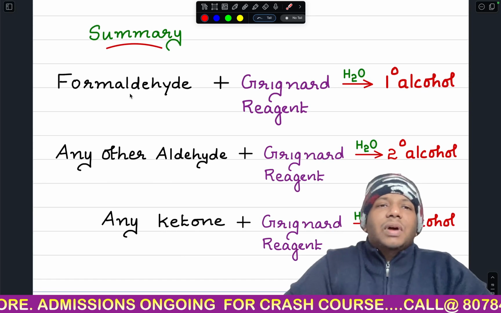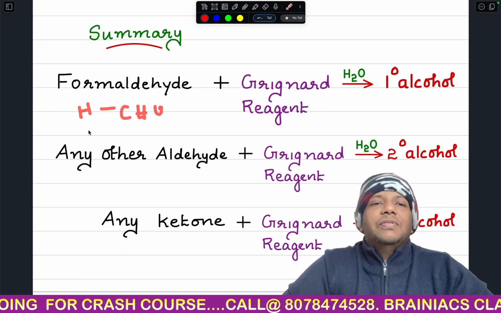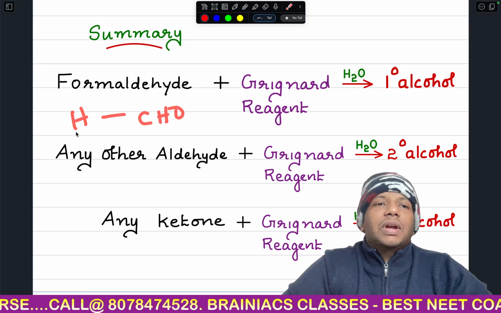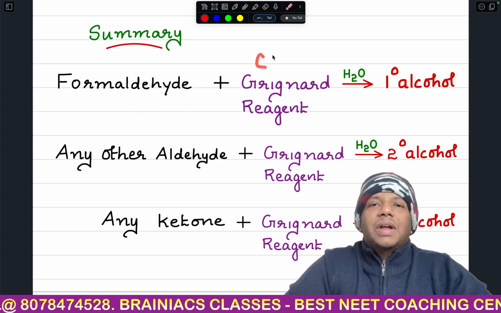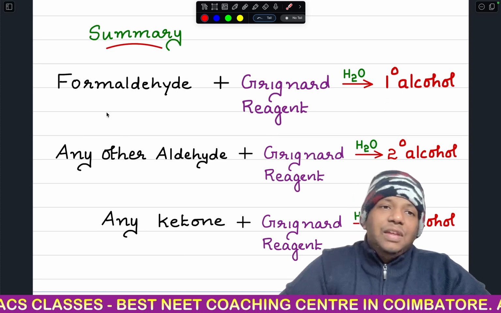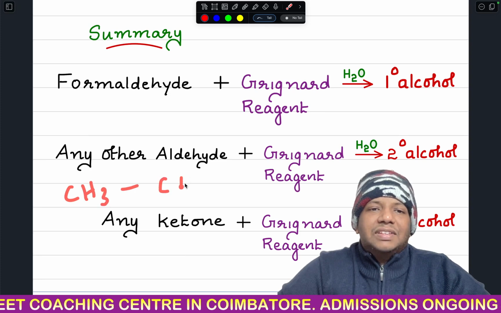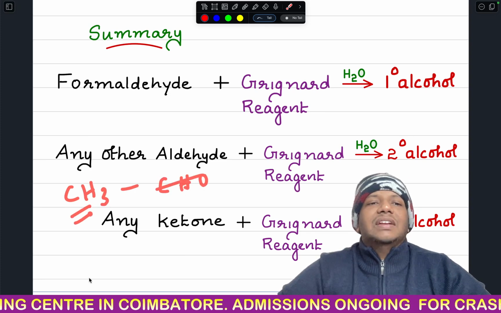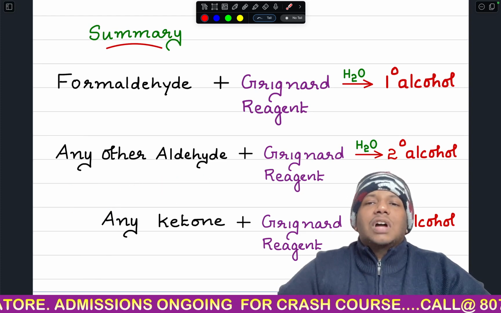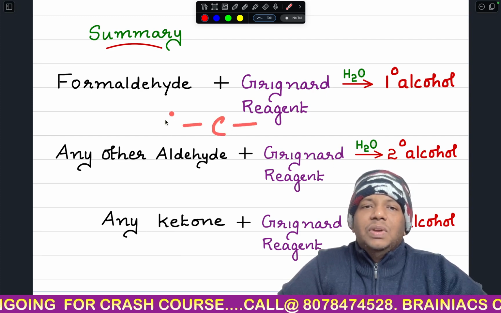So what is the summary, sir? Summary is, whenever you are taking formaldehyde, it's a special case because there is no carbon atom connected to the carbonyl group. So there will be only one carbon atom given by the Grignard reagent. That's the reason why you are getting a primary alcohol. And if you take any other aldehyde, there will be one more carbon other than the CHO group. So that, along with the Grignard reagent's carbon, these two carbons will come connected to this alcoholic carbon. So you will get what?